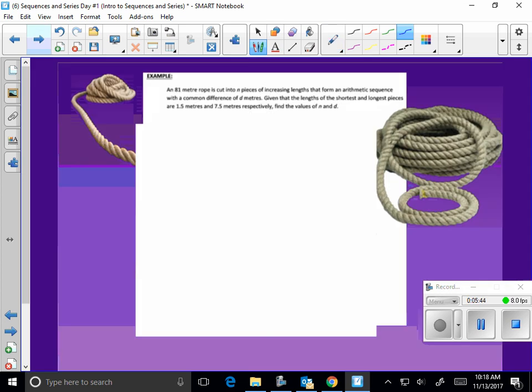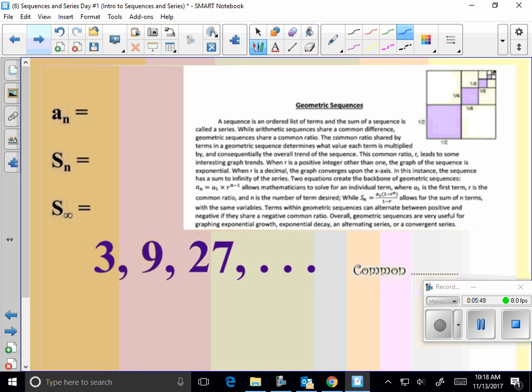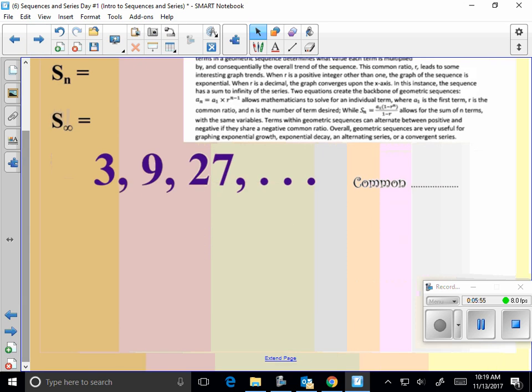This is a problem that you can work on independently in a little bit here. I'm going to skip ahead to geometric sequence here. So arithmetic is addition, geometric is multiplication, also known as division in some cases.